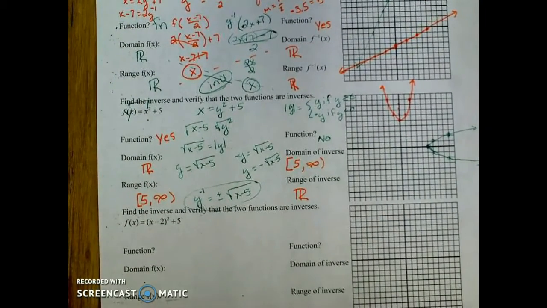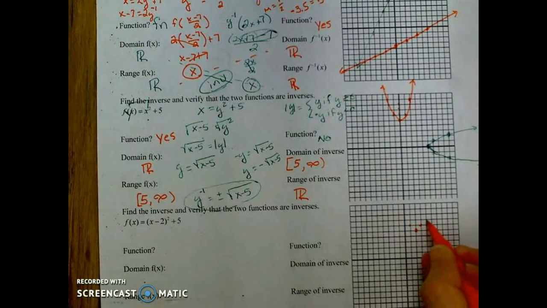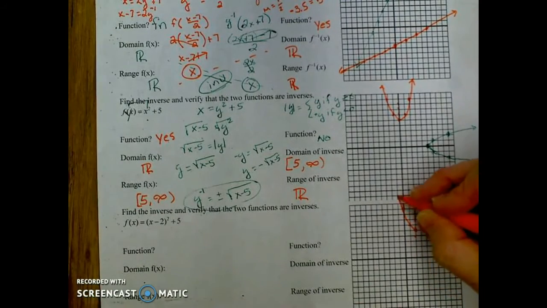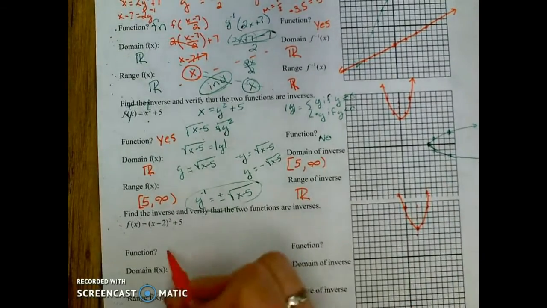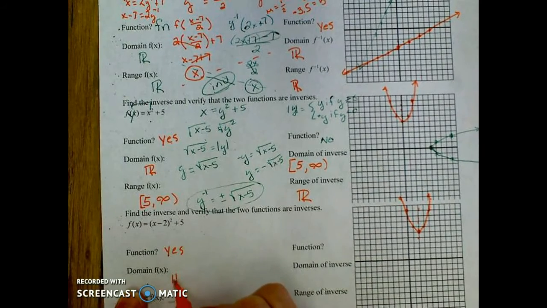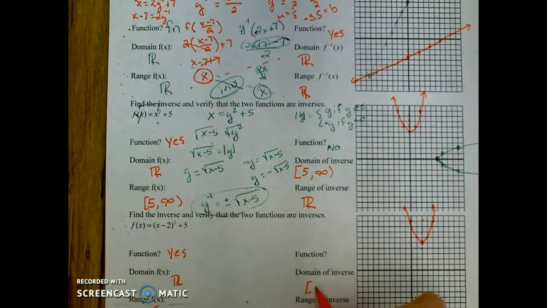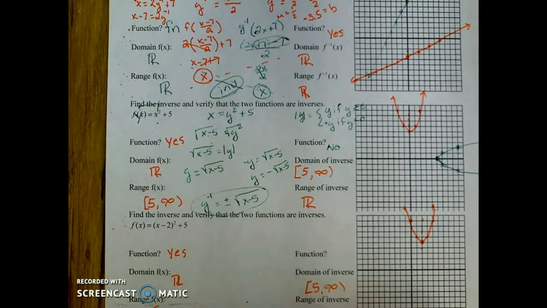Looking at the next, I'm going to graph that. 1, 2, 3, 4, 5. And it's a parabola. So, it looks something like that. Yes, it's a function. Its domain is all reals. Its range is also 5 to infinity, which means my domain should also be 5 to infinity, and my range should be all reals.